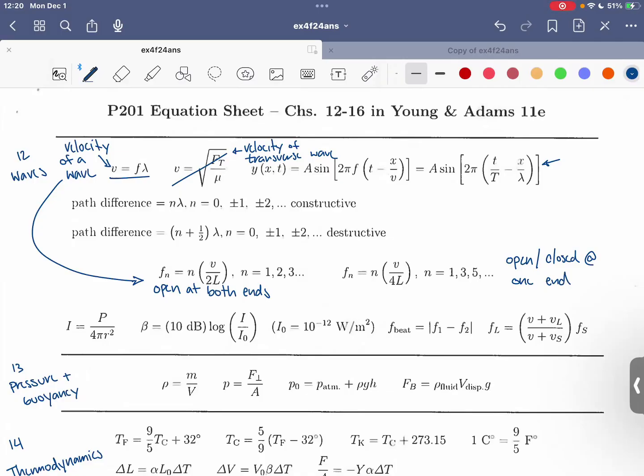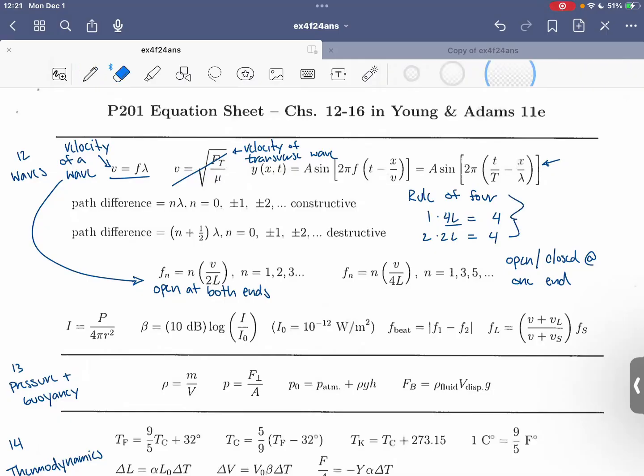Okay, and the way I like to remember these is I call it rule of four. I say if it's open at one end, it has to multiply up to 4. So you have 4L. And if it's open at both ends, so both ends would be 2. I call this 2L. And so then it goes to 4. If this doesn't make sense to you, you can ignore it. That's just how I remember it.